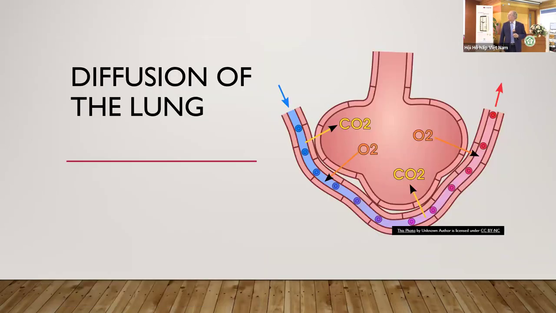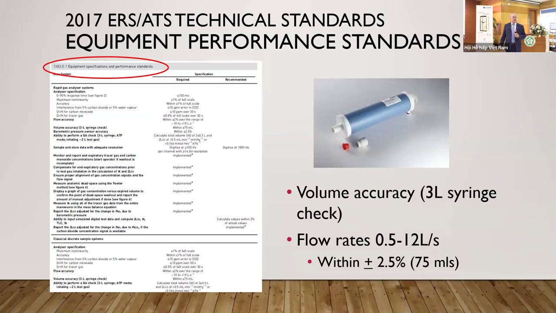So what about diffusion of the lung? What needs to be done with that? And you can see that there's a large specification table in the document itself, and I'm not going to go through all of that, but just like body plethysmograph, it needs to measure volume correctly, and so you need to use a syringe to calibrate or verify that volume accuracy. Typically, this is all done in one process, but just so you know, it's required for each one of those testing modules. It's usually done all at the same time, but not necessarily.